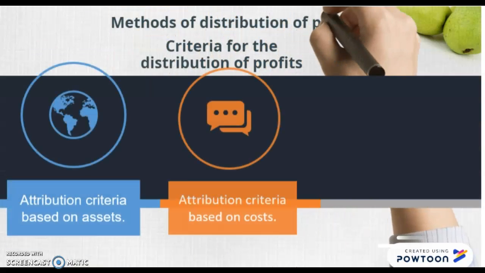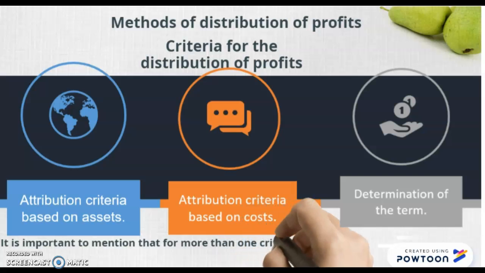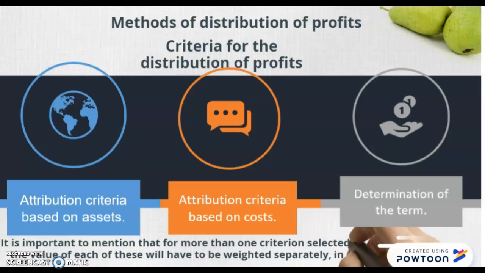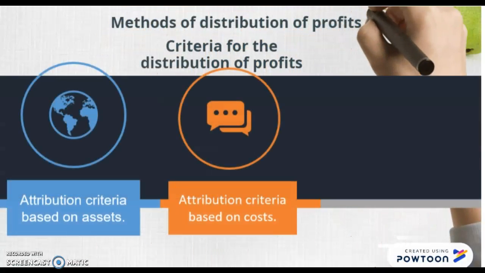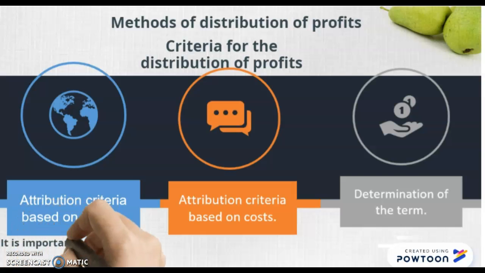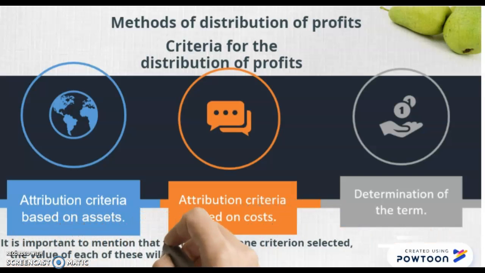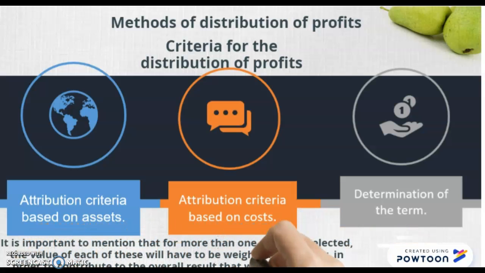The OECD guidelines state that the distribution of profits may be through a figure based on the evidence of the comparable uncontrolled operation or based on another variable. It is important to mention that if more than one criterion is selected, the value of each of these will have to be weighted separately in order to contribute to the overall result that they will distribute.